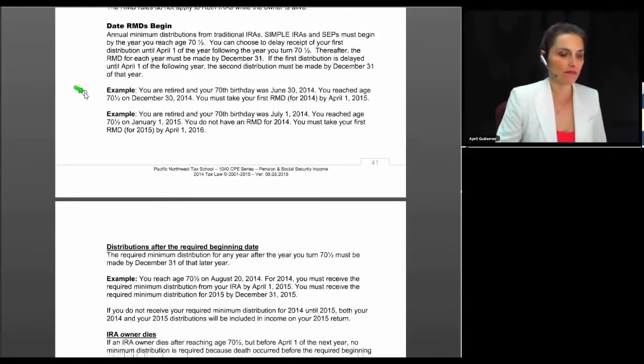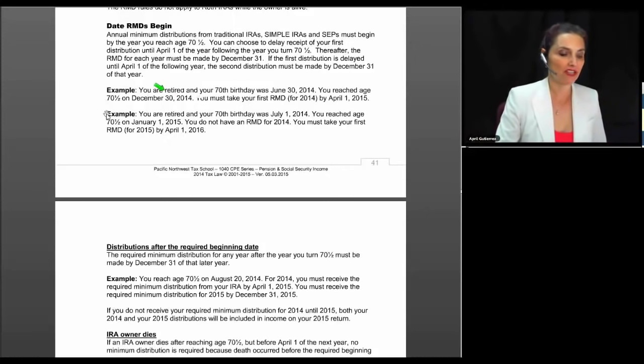So here's an example. You are retired and your 70th birthday was June 30, 2014. You reach age 70 and a half on December 30th, 2014. Therefore, you must take your first required minimum distribution by April 1st of 2015 because that is April 1st of the year following the year you turn age 70 and a half.